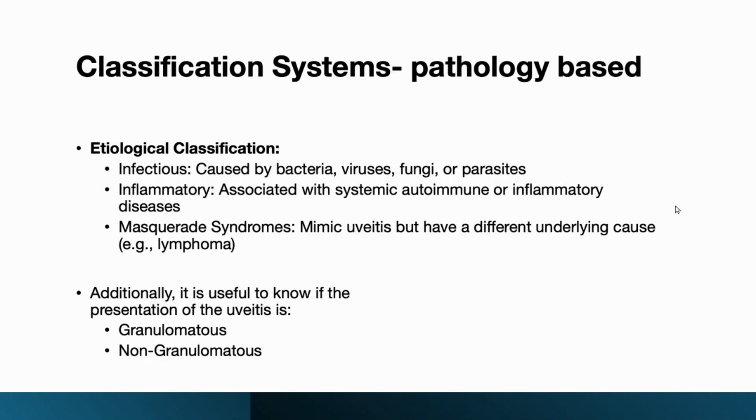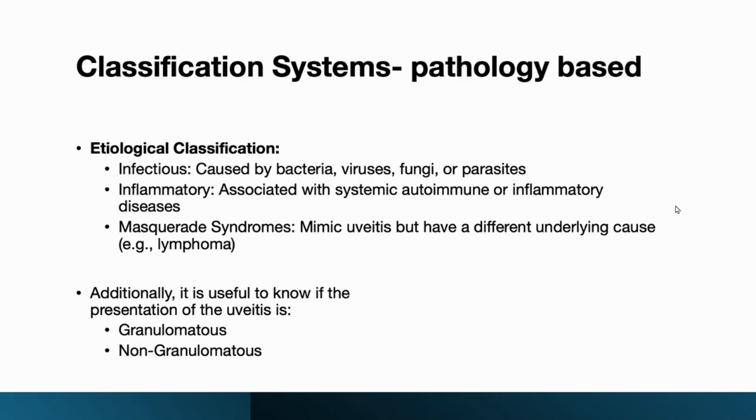Then masquerade syndromes, these are essentially uveitis caused by something mimicking true uveitis. For example, some cancers, especially lymphoma and leukemia, can cause large number of white blood cells to enter the eye. These can look like the white blood cells seen in infectious or autoimmune uveitis.